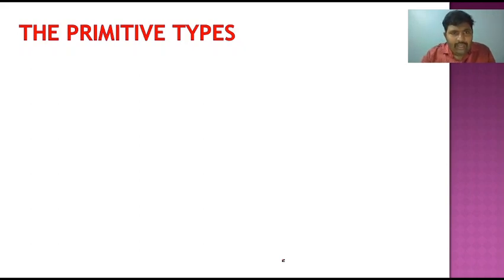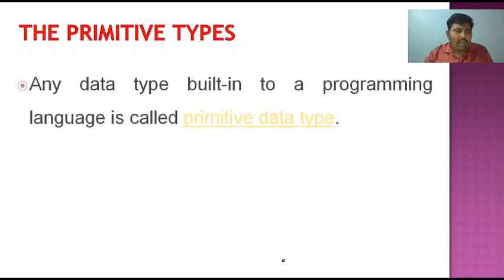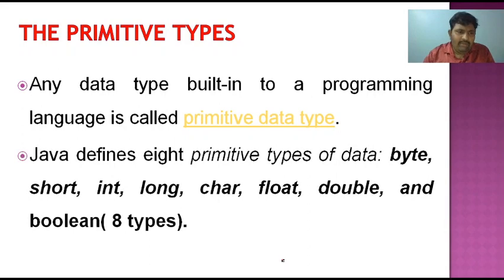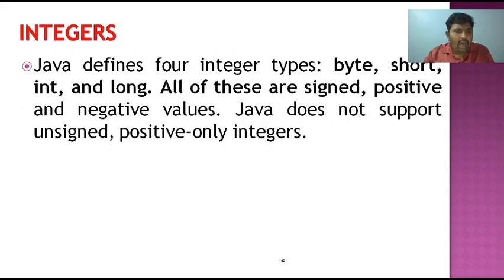The next topic is primitive types in the Java programming language. Primitive types are the built-in, already defined data types in Java. Java defines 8 primitive data types. They are byte, short, int, long, char, float, double, and boolean. These are the 8 primitive data types allowed in a Java program.